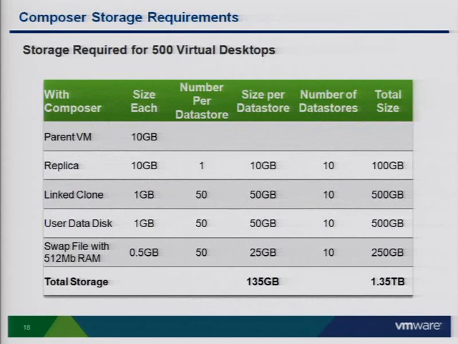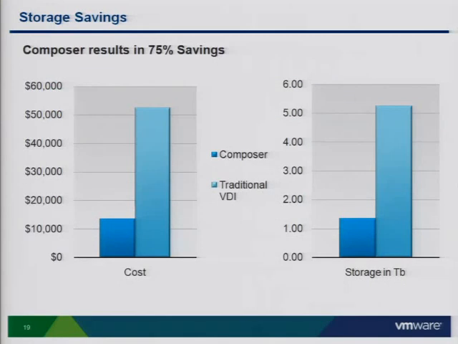Now with View Composer, if we have that same 10 gig image and we create a replica of that 10 gig image in all 10 of our data stores, and this is, again, conservative, assuming that we're only putting 50 linked clones in a data store, we're going to consume 100 gig for our replicas. If the linked clones grow to 1 gig in size and we have 500 of them, that's 500 gig. User data disk, another 500 gig. And the same size swap files we had in the other example. So basically, instead of over 5 terabyte, it's just over 1 terabyte, right? So the idea here is that we're going to save pretty dramatically.